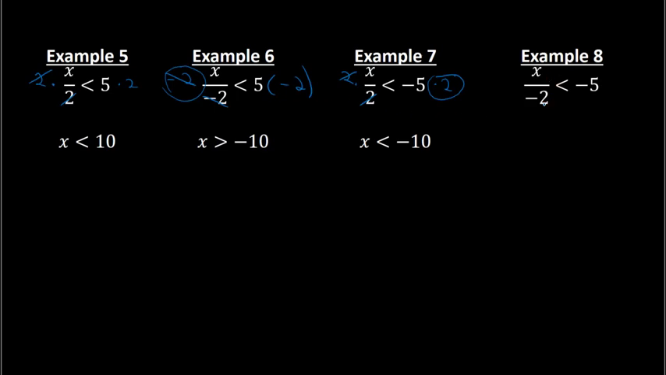Here we have x divided by negative 2 is less than negative 5. To get rid of the negative 2 in the bottom, I need to multiply both sides by negative 2. So on the left side, the negative 2's cancel. So I have x on the left, then negative 5 times negative 2 is a positive 10 on the right. And because I'm multiplying by this negative 2, that is when I switch the inequality. So I switch from a less than to a greater than. My answer is x is greater than 10.